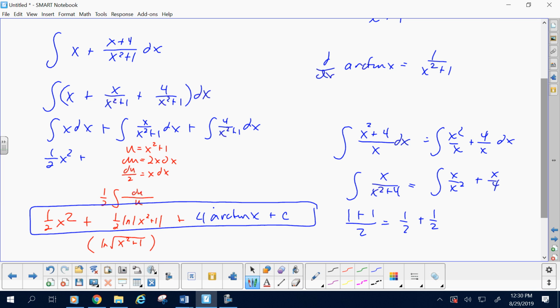Yes. 1 equals 1, that's true. Can I split a sum in the numerator? Yes. What about this? Is this equal to that? No. No, 1 is not equal to 4. You cannot split a sum in the denominator. You can't do that. Okay.